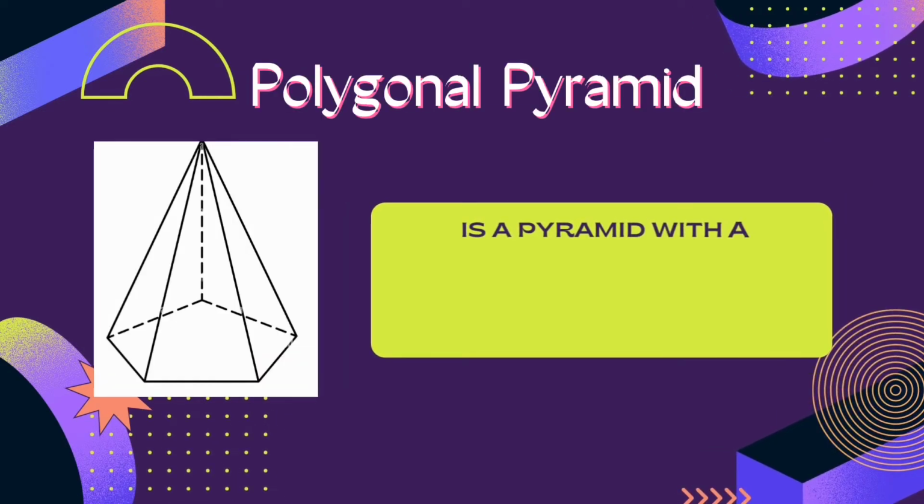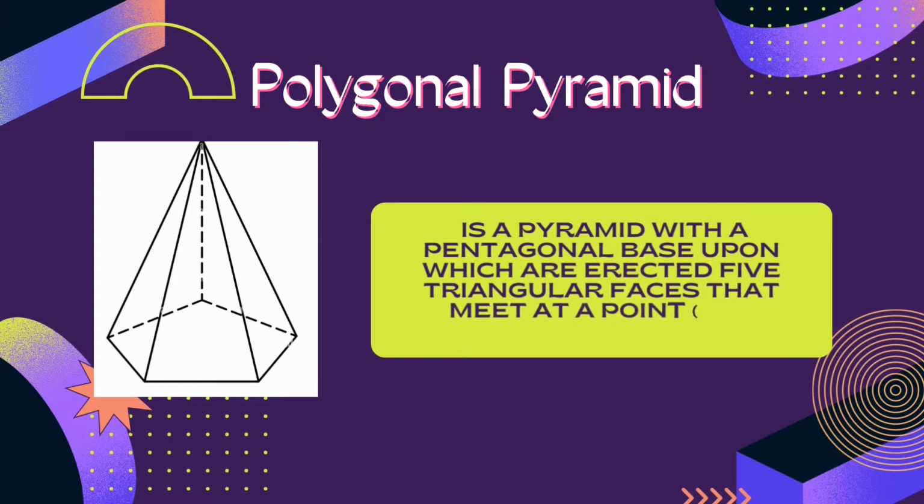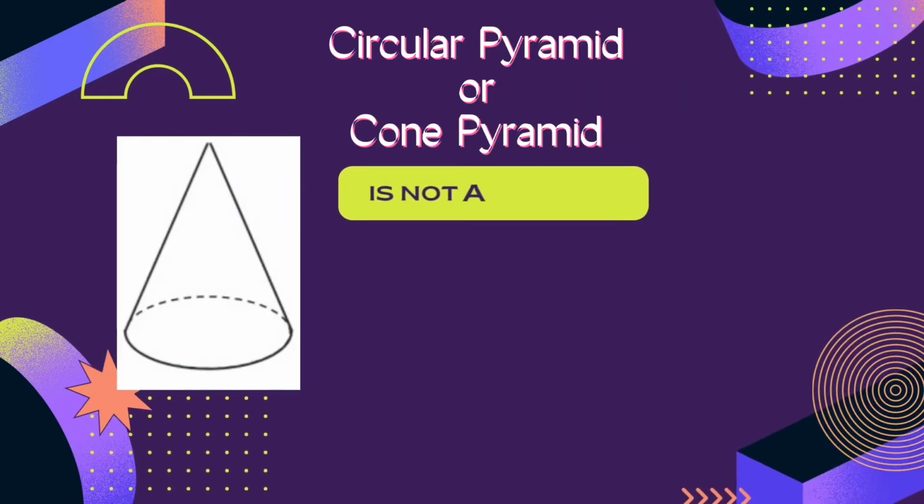Polygonal pyramid is a pyramid with a pentagonal base upon which are erected 5 triangular faces that meet at a point, which is the apex. Circular pyramid or cone pyramid is not a pyramid.